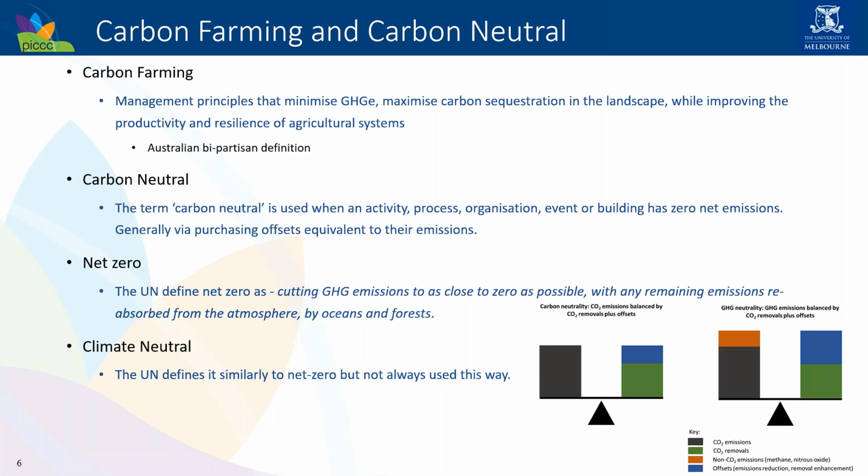But there's also taking into account that those systems need to be productive and resilient to the effects of climate change, and just productive businesses in general. So I think carbon farming is a really nice thing to aim for, and it's why this course focuses on carbon farming, because we want to not only reduce emissions and increase sequestration, but also improve the productivity and resilience of agricultural systems. So we don't want to look at one of those things in isolation.